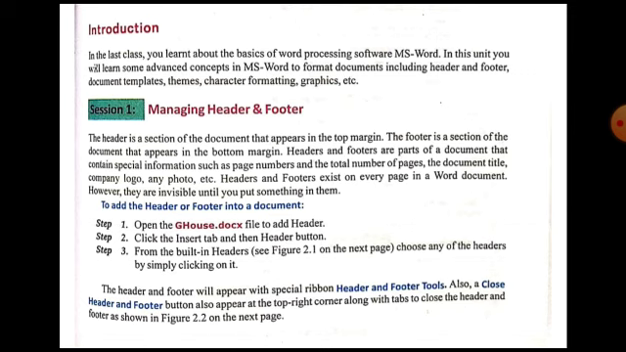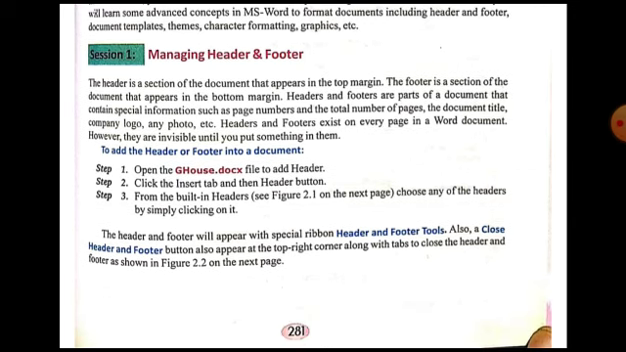So these are the specific pieces of information which we can put in any header or footer. Headers and footers exist on every page in a Word document, but are they visible or not? That depends on whether we have inserted any information in them or not. If we don't insert any information, then they will be invisible. Empty headers and footers are not visible in the document. They will be visible only when we write something in them. So how can we add the header or footer into the document?